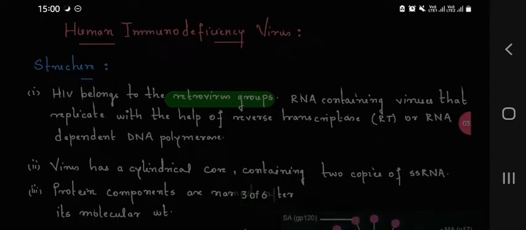Human immunodeficiency virus, HIV. HIV belongs to the retrovirus group, RNA containing viruses that replicate with the help of reverse transcriptase, RT, or RNA dependent DNA polymerase. The virus has a cylindrical core containing 2 copies of single stranded RNA. Protein components are named after their molecular weight.